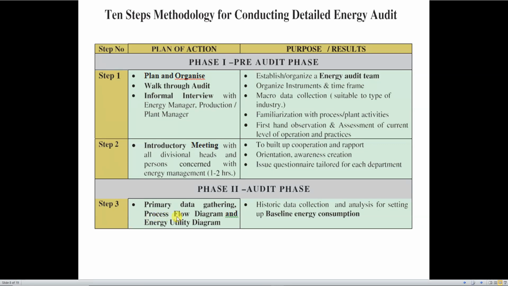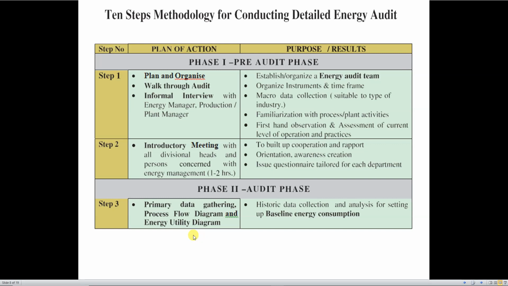So in this phase, step number 3, we need to find out the process flow diagram, how the company works, and then the energy utility diagram. Energy utility diagram means a process in which we find out at which department how much energy is going to be consumed.